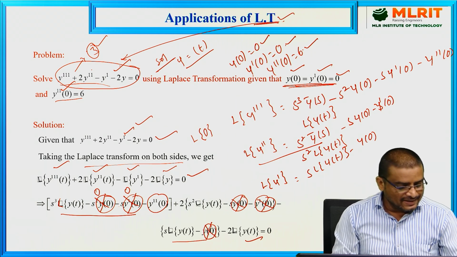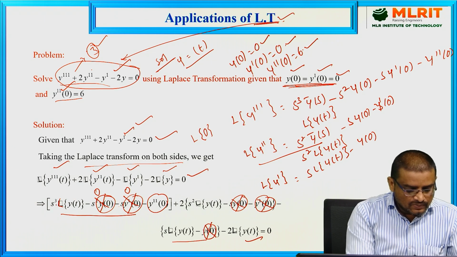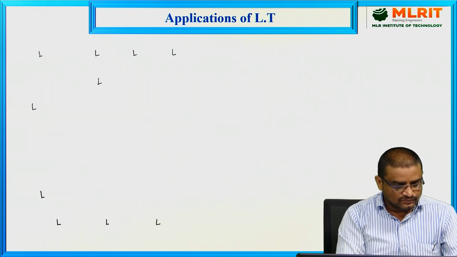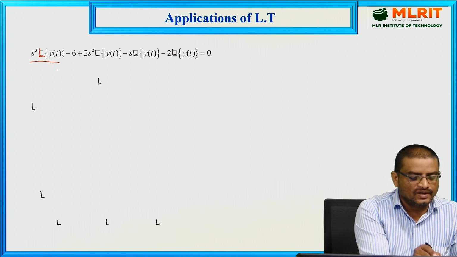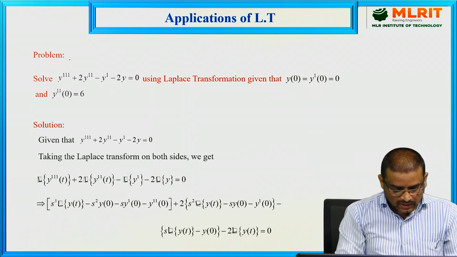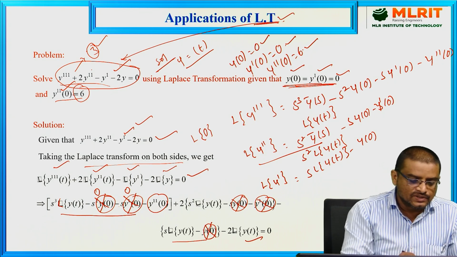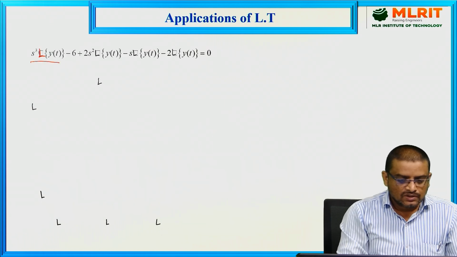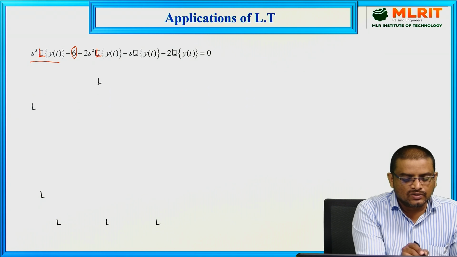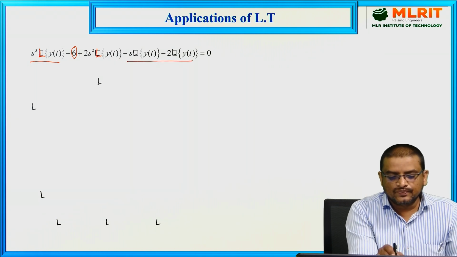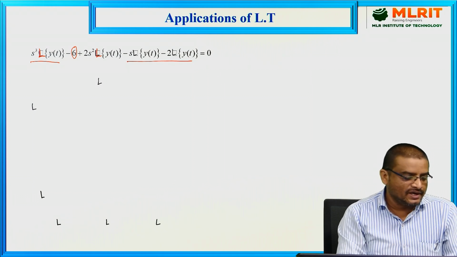So after neglecting, in the first term we will get s cube Laplace transform of y of t. So here we have taken s cube into Laplace transform of y of t minus, here we are having y double dash of 0. Here we know that y double dash of 0 is equal to 6. So here 2s square into Laplace transform of this. So after replacing the initial conditions, this is our resultant equation.